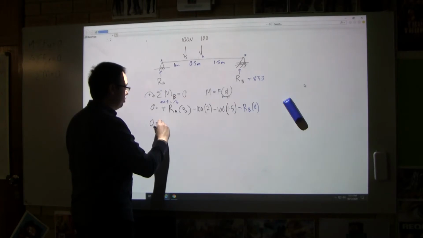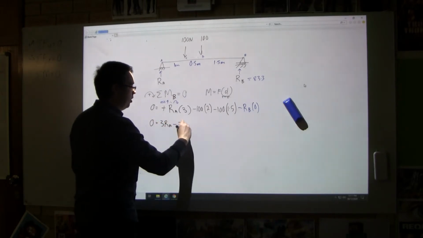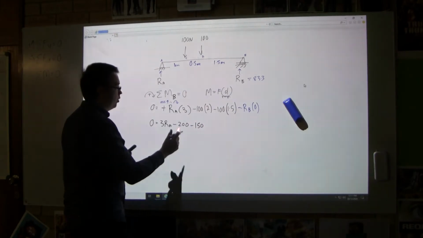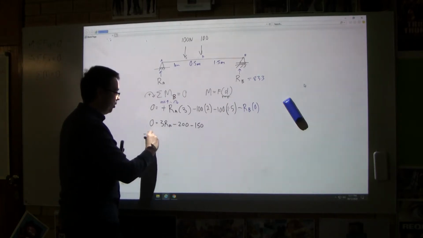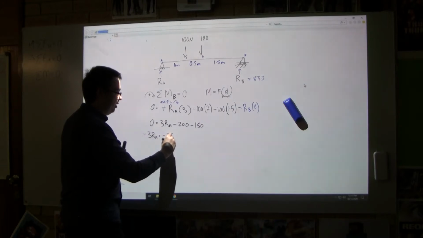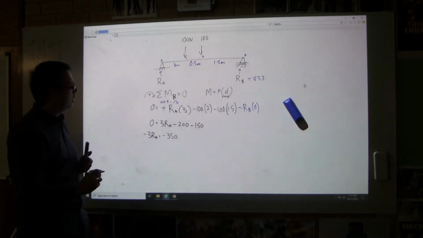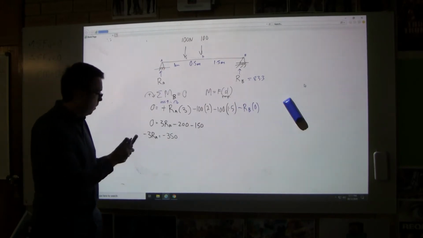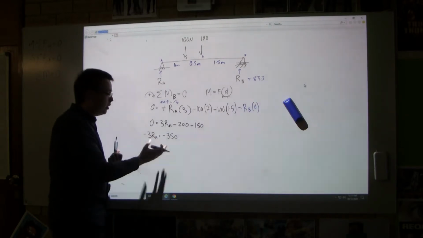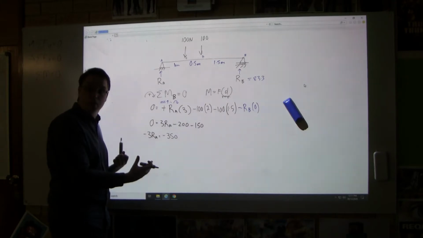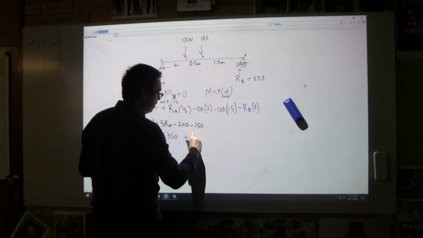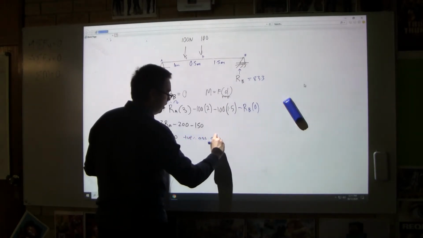We're going to get 0 equals 3 RA minus 200 minus 150, right, and 0. So what's this going to equal? Well, instead this is going to be minus 3 RA equals minus 350, right? And then, do you see how they're minus on both sides? So we can just multiply both sides by minus 1, yeah? Which will turn them both into positive. And that means our prediction was positive, therefore our assumption was okay, therefore up.